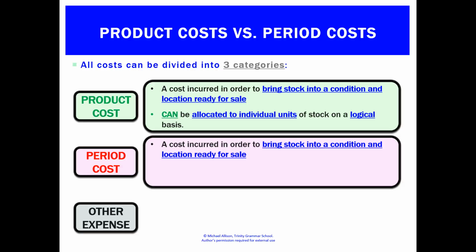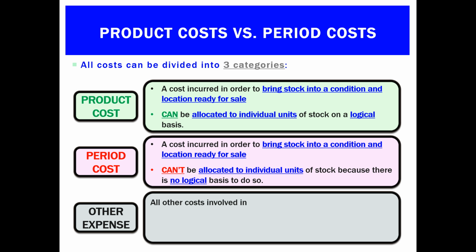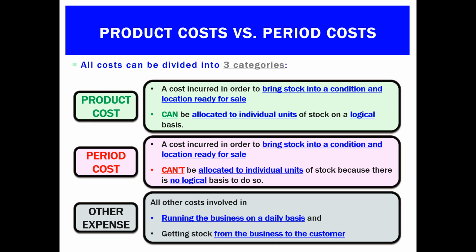Well, the product costs are the ones we can allocate to each unit of stock on a logical basis. This word here is going to be very important later on, logically. It's got to be a logical basis, and we'll talk about that in future videos. Period costs, however, they're ones that we can't allocate to each unit of stock, either because it's actually not done on a per unit basis, or maybe there's no logical basis to do so. That leaves us with other expense, so all other costs involved in running the business on a daily basis and getting stock from the business to the customer.